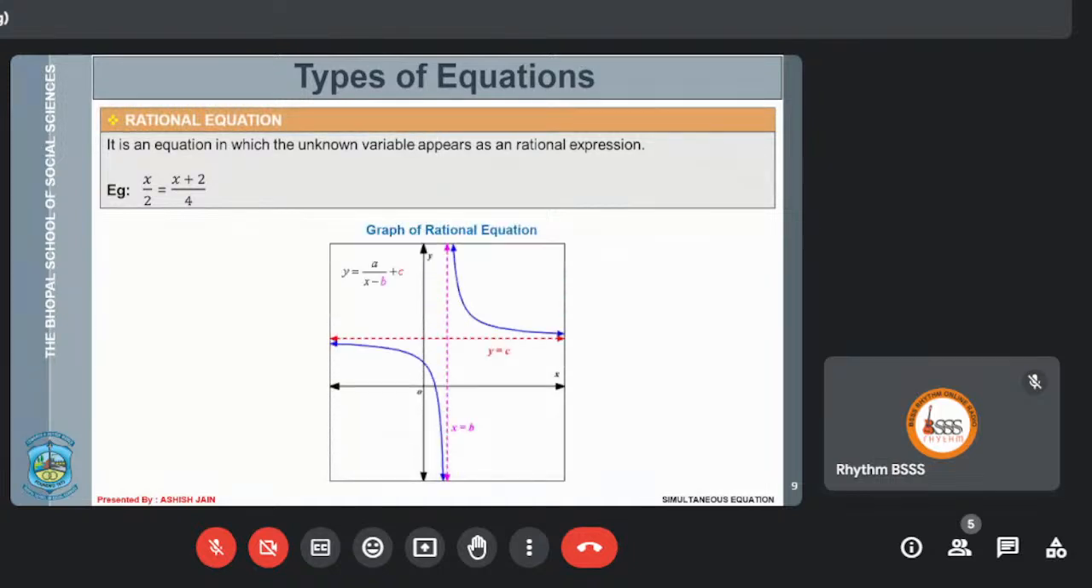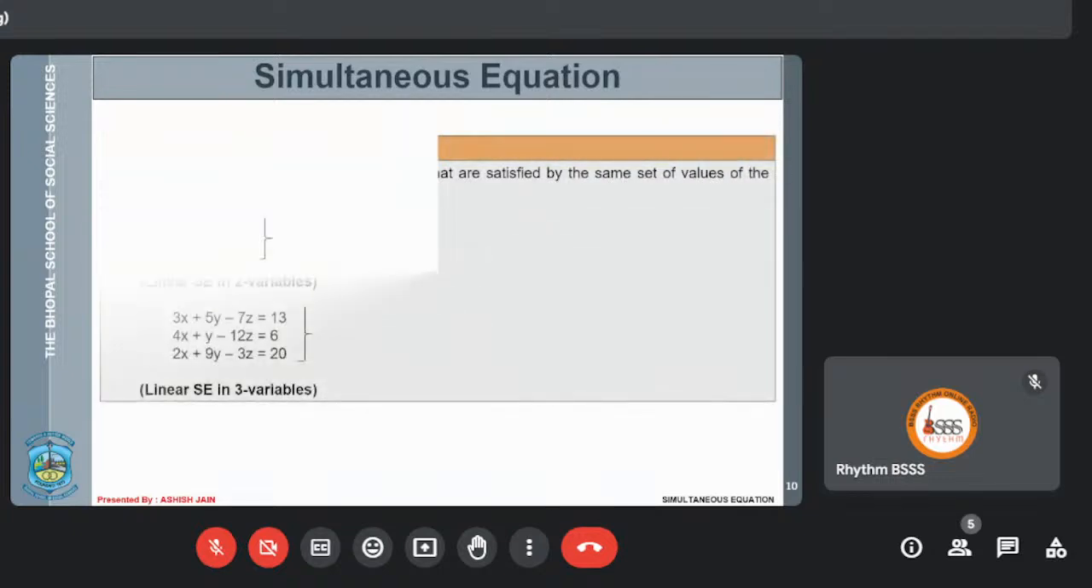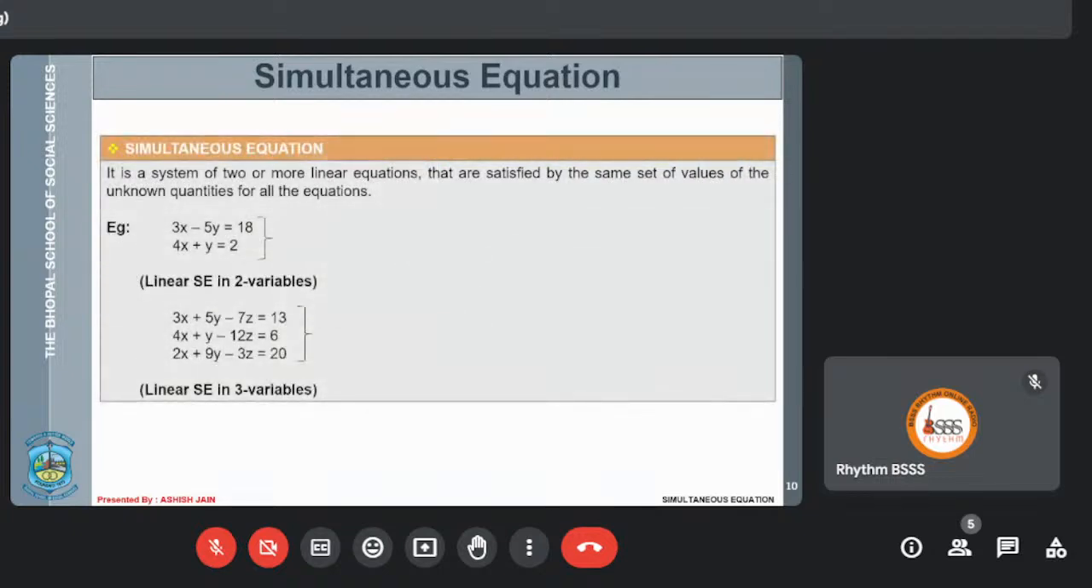Then rational equation. Rational equations are of the form of rational numbers, which is in the form of p upon q, where p and q both are integers and the denominator or the q part is not equal to 0. Okay. So if we have something in the denominator of a variable, this type of equation is called a rational equation. So all these types of equation we need to solve while solving simultaneous equation.